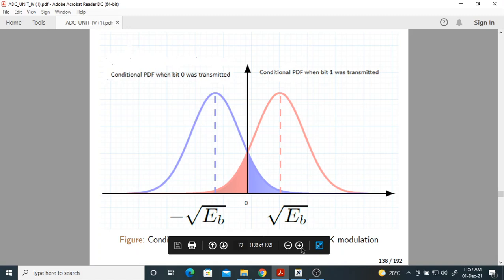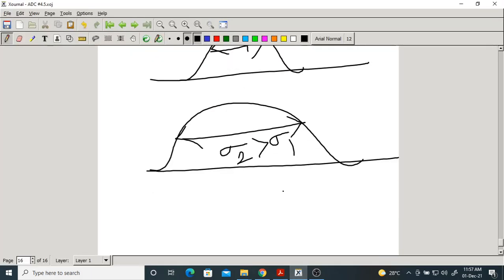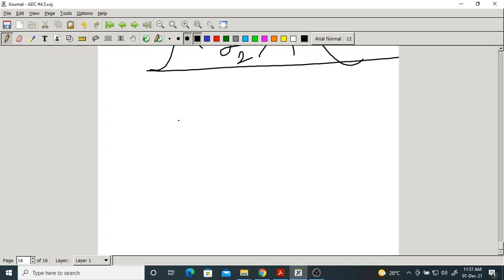Now, it is similar to the BPSK problem. There is no change at all. ML decoding is just like BPSK. The only difference is the variance is doubled. The means are the same, everything is the same, the variance is just doubled. Now, what is the ML rule? We call it the modified ML rule.